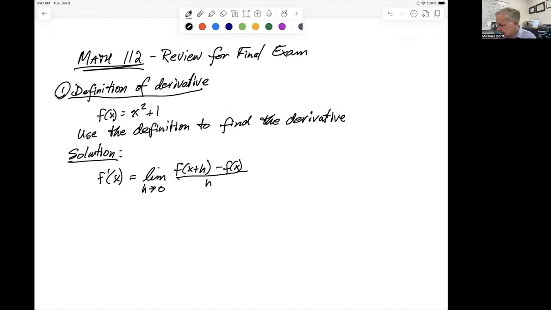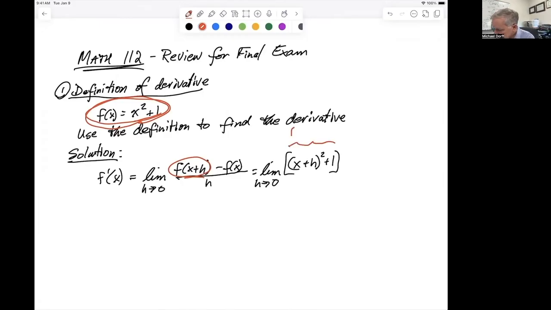Now I'm going to apply this to my particular function, which is this. So I'm going to get the limit as h goes to 0, and I'm going to take my red function and plug it in to here first. So when I do that, I have x plus h quantity squared plus 1. That is my f of x plus h.